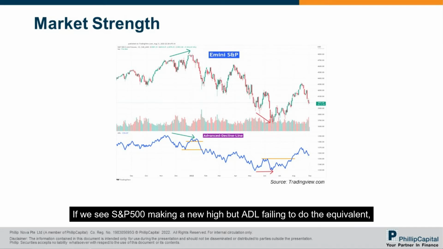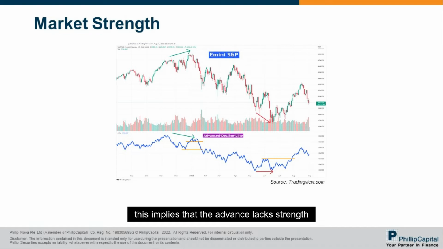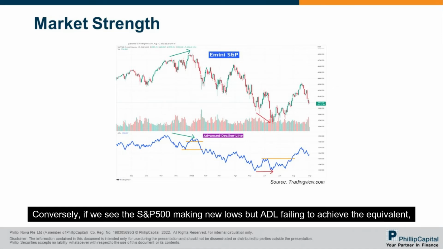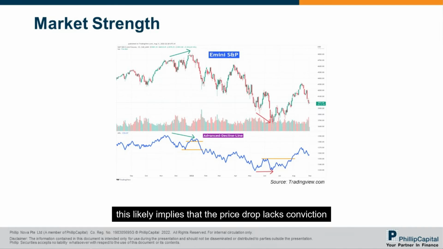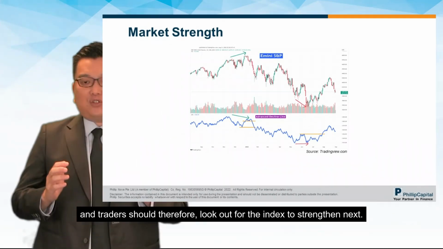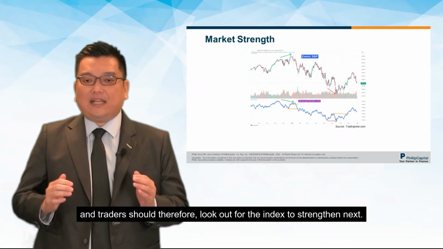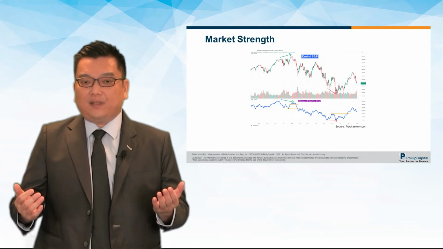If we see the S&P 500 making new highs, but ADL failing to do the equivalent, this implies that the advance lacks strength, and traders can look out for the index to weaken going forward. Conversely, if we see the S&P 500 making new lows, but ADL failing to achieve the equivalent, this likely implies that the price drop lacks conviction, and traders should therefore look out for the index to strengthen next.